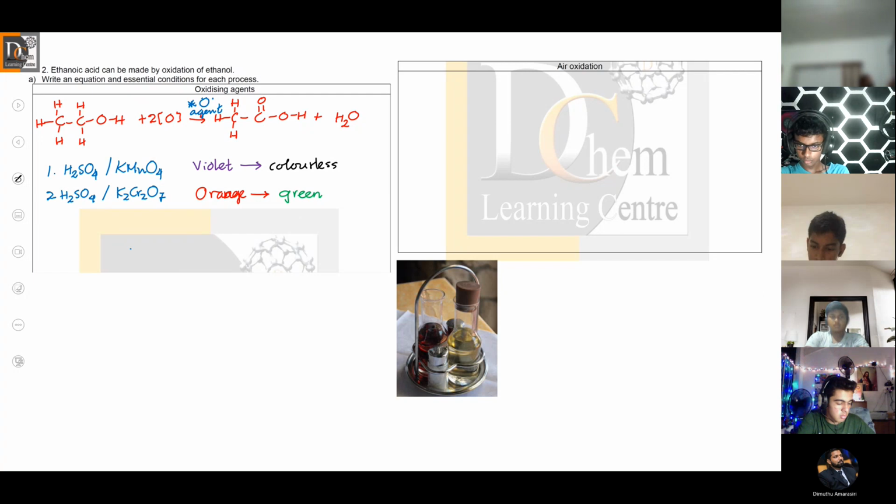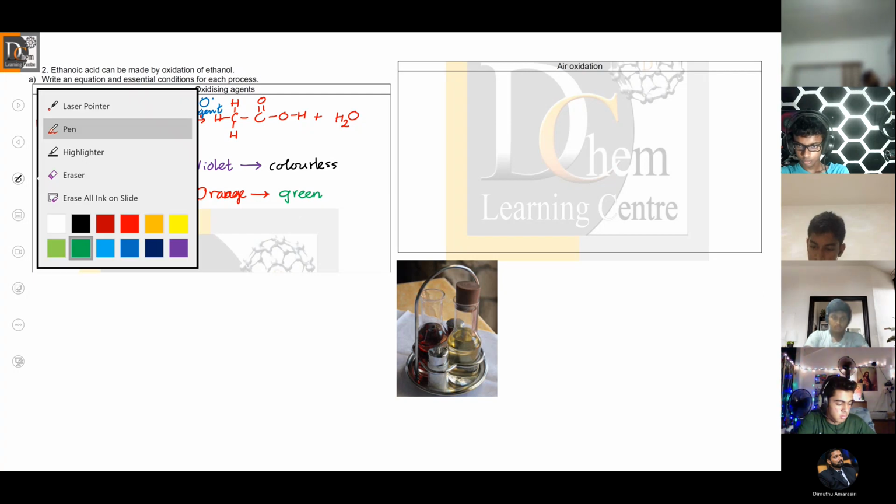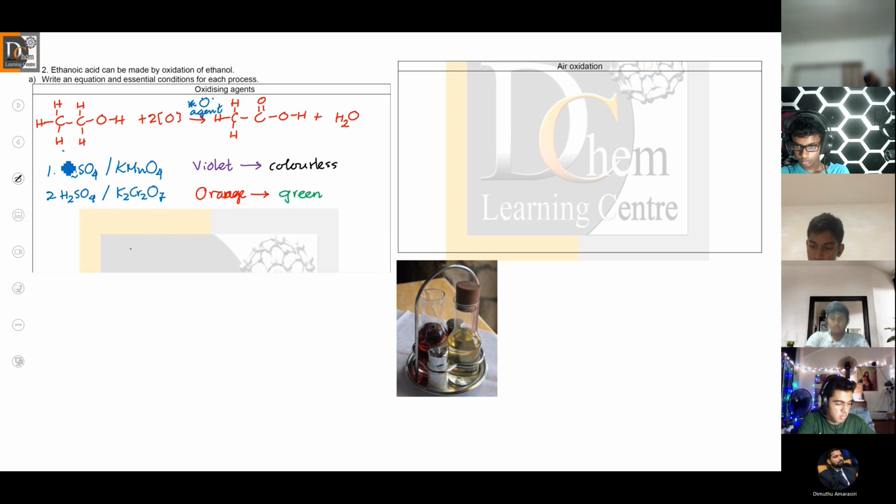So this is oxidation. And not only are you writing these equations with displayed formula, you must be able to write these equations in structural formula, even molecular formula manner. So you get CH3COOH, H2O.